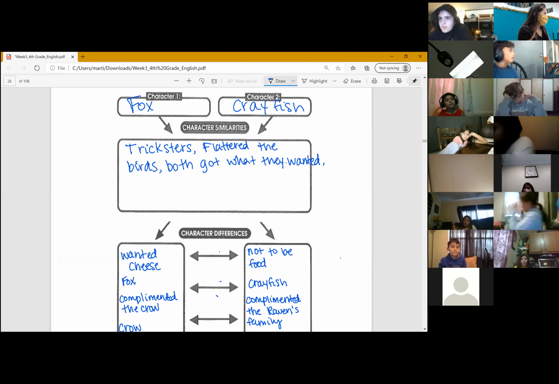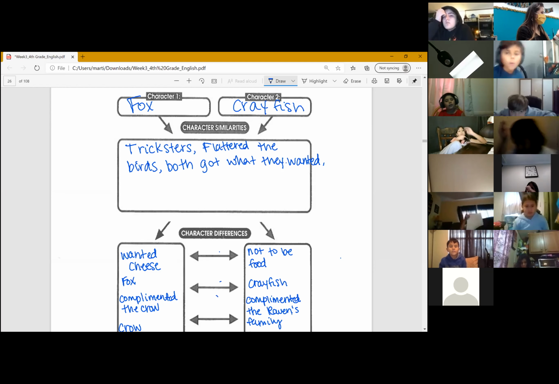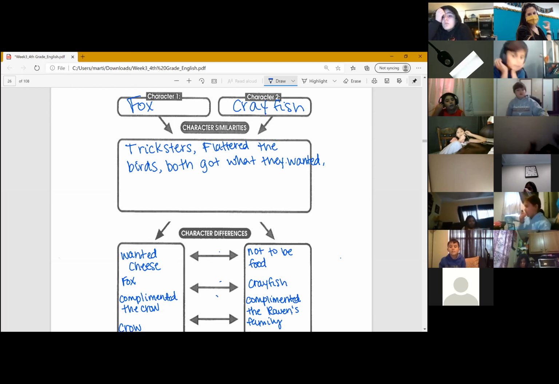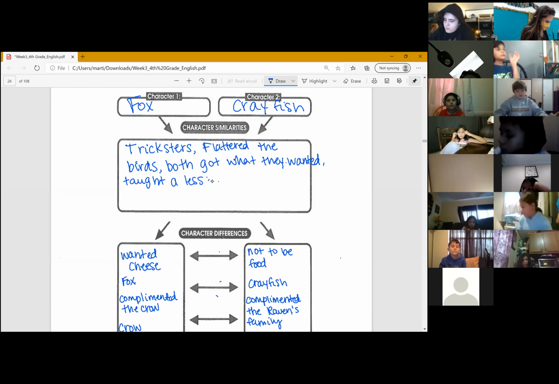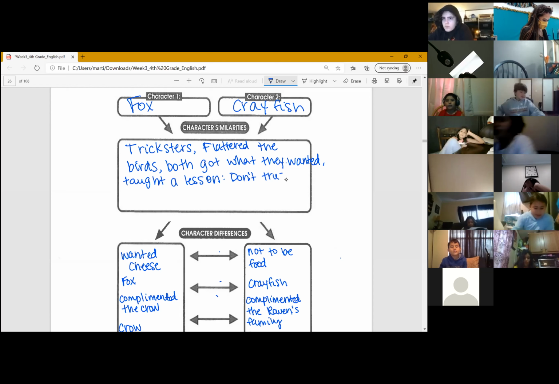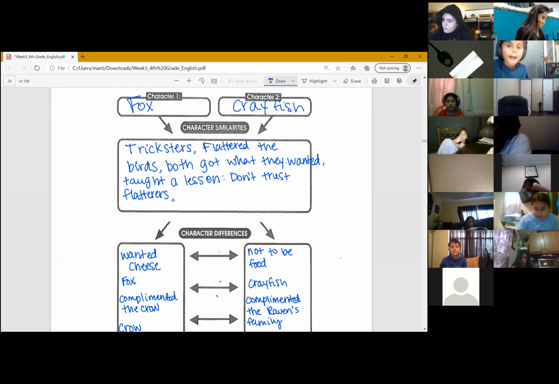What do we know about tricksters? At the end, what is the author's purpose of telling a trickster? To teach us a lesson, right? Did they both teach a lesson? Ooh, taught a lesson, and the lesson was don't trust flatterers. Beautiful.